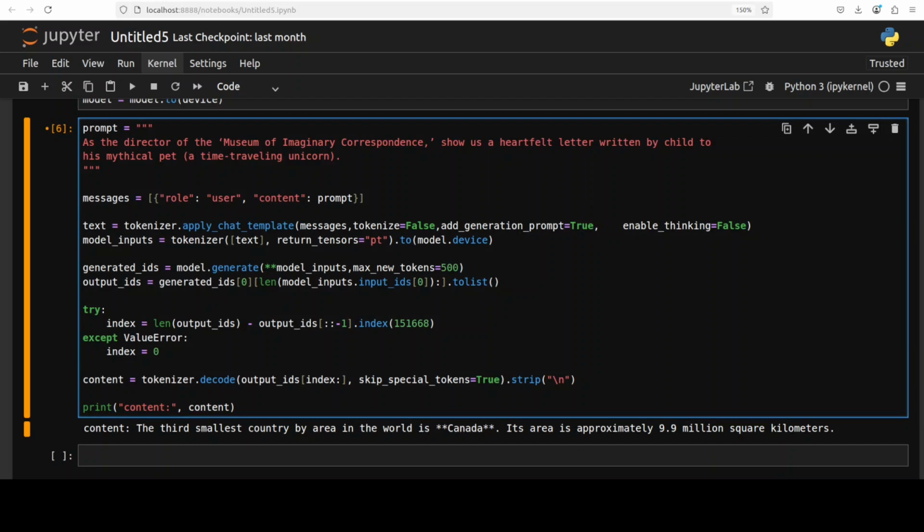But we can let it go, because it might be due to the small size of the data set which this model has been trained on. This geographical information is not part of that training set, but it should be able to do some sort of text generation, because this is what LLMs are all about. That is why in the next one, I am asking it that as the director of the Museum of Imaginary Correspondence, show us a heartfelt letter written by a child to his mythical pet, which is a time-traveling unicorn.